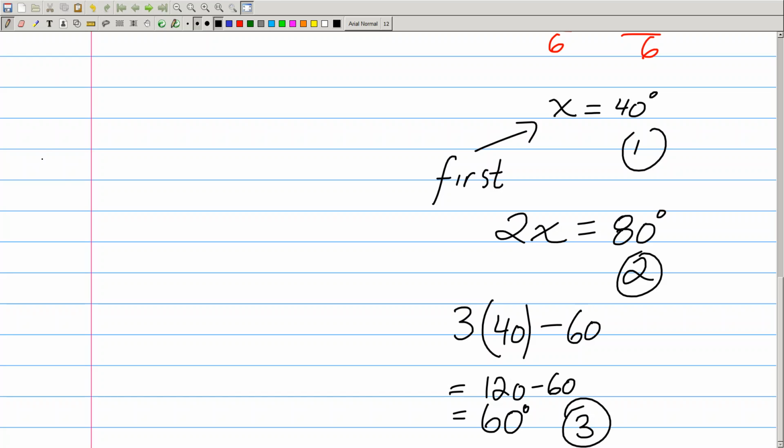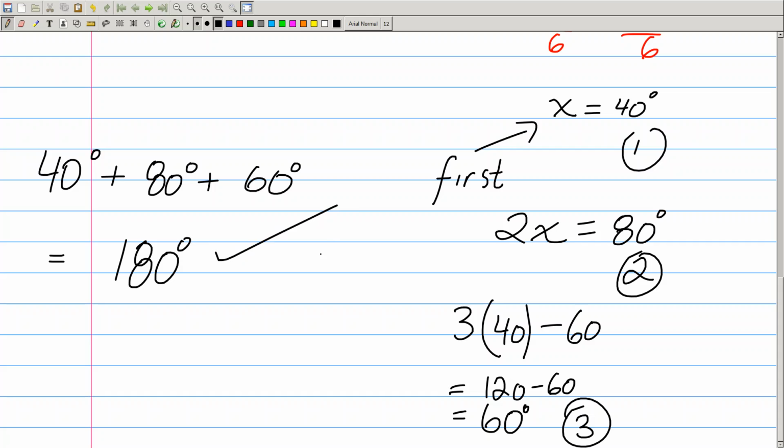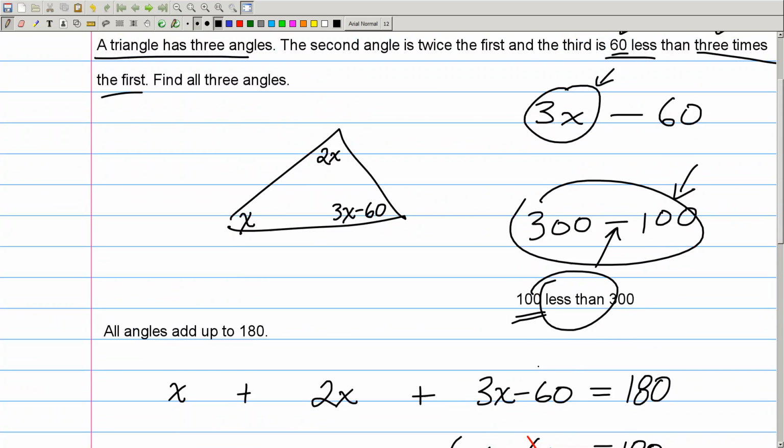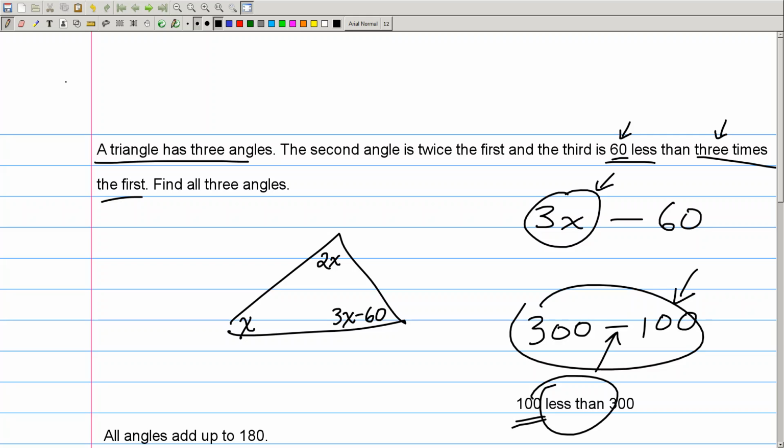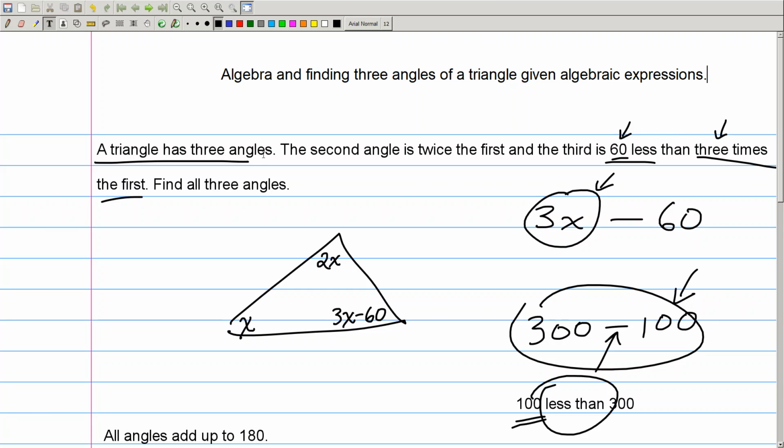What do all angles have to add up to? They have to add up to 180. So I'll take the first angle, the second angle, and the third angle, and if you add them up, you do in fact get 180 degrees. Things add up, things are all nice. This is algebra and finding three angles of a triangle given algebraic expressions. All right, that's it for today.